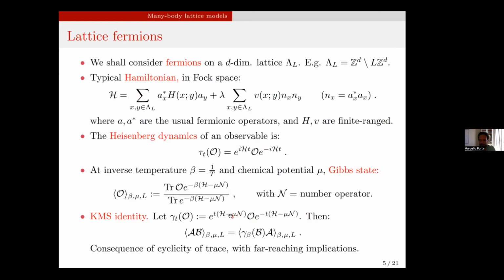Of course this makes no difference if O commutes with the number operator, but if not, this in general is a different object. This is the imaginary time evolution of O, and the reason why I'm introducing it is that there is this very nice and very important identity, which will play a role in the following. It's called the Kubo-Martin-Schwinger or KMS identity. At the present stage, this is really just a consequence of cyclicity of the trace, but as you will see, as I will comment on, it has far-reaching implications for transport.